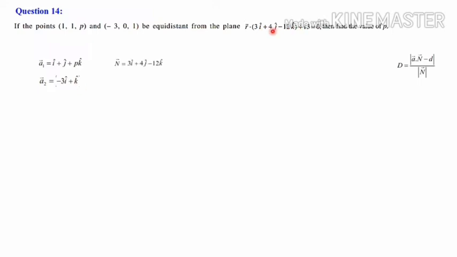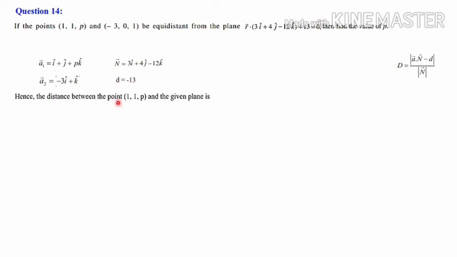Then from this plane we can write the normal vector, that is vector n is equal to 3i plus 4j minus 12k. Then r dot n is equal to d form. So this plus 13 we have to bring to the right side, so d is minus 13.